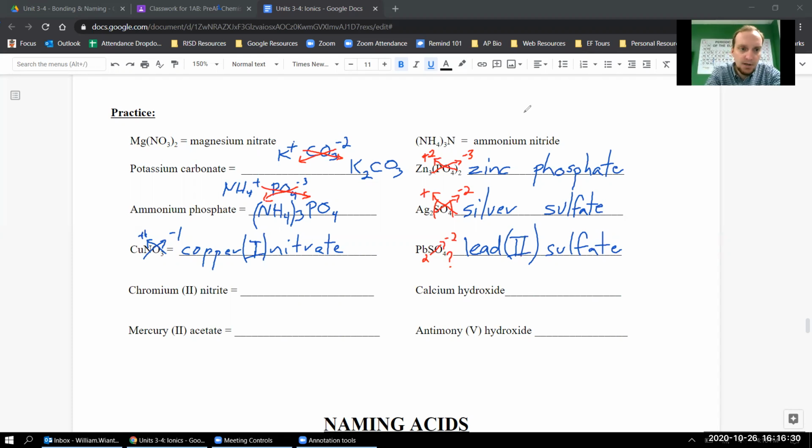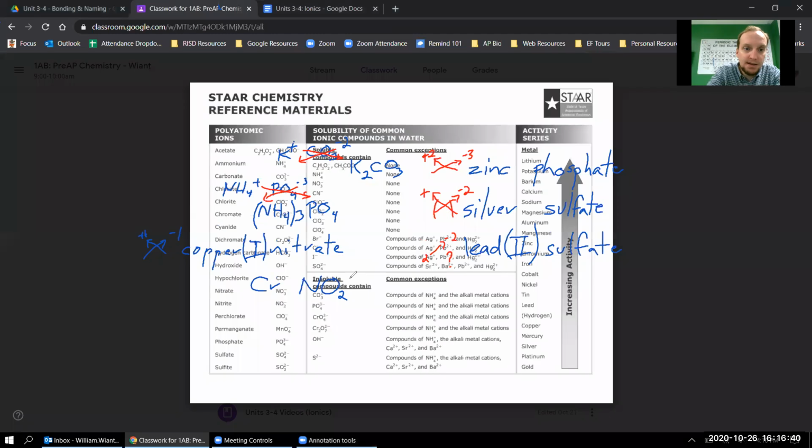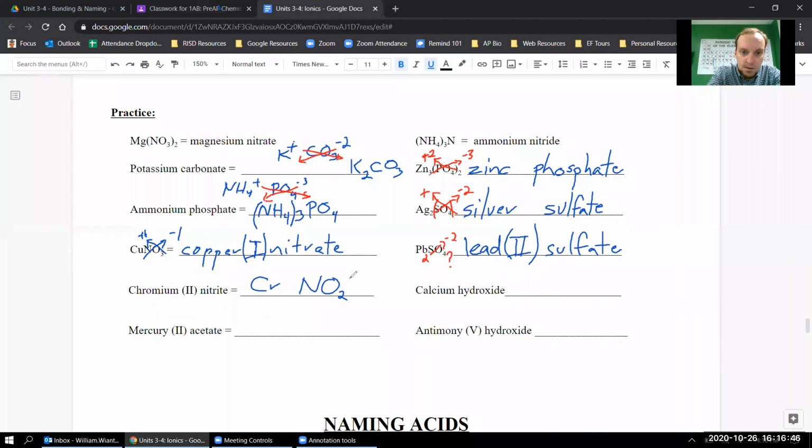Okay, here's another example. Chromium 2 nitrite. Chromium is Cr. Nitrite is NO2. Let's just double check. Again, if we're not sure, we have this to look at. Nitrite, NO2 with a -1 charge. Then again, it tells us right here the chromium charge is +2. It's much easier to go this way because they're giving you the charge of the chromium.